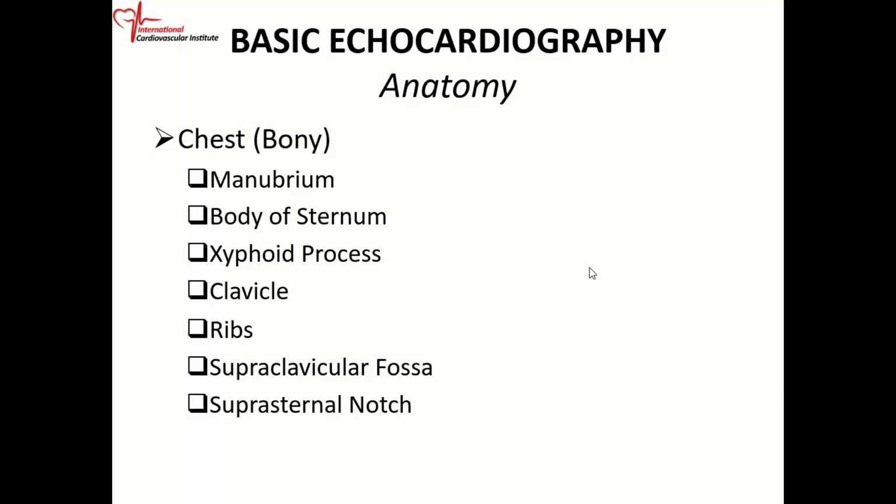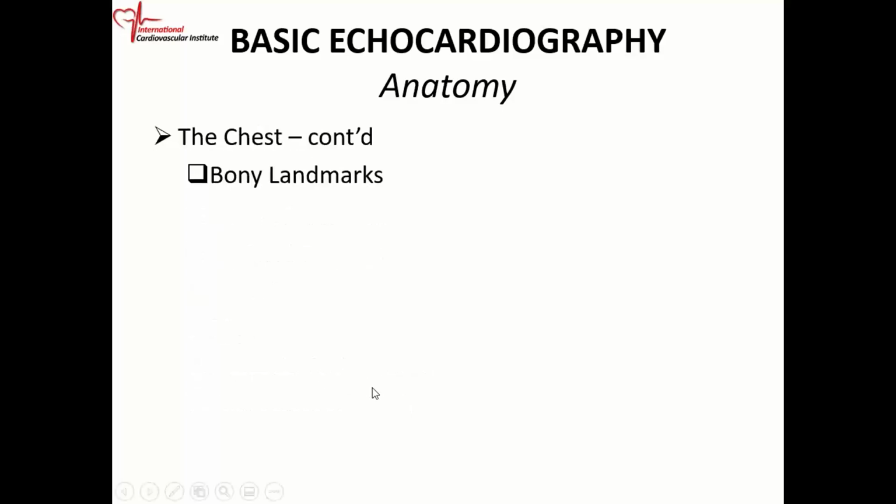And we mention these fossa because these areas are areas of interest in echo. We put our probes there to get images. So you need to know where the supraclavicular fossa is located and the suprasternal notch. So at the top of the manubrium, there is a little indentation there, and that's your suprasternal notch. Very popular site for putting your probe and getting an image.